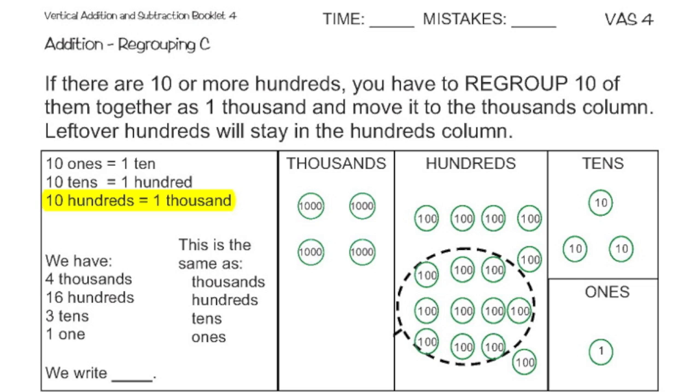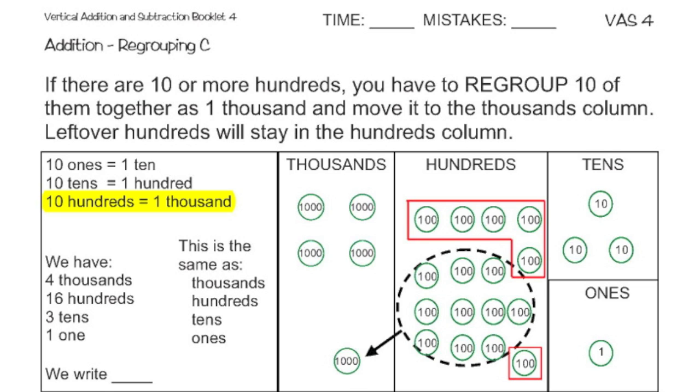Alright, so what we've circled here is in the thousands, there's 4, and in the hundreds, I see that we have more than 10. So what I can do is group 10 of them together and make 1,000, as I mentioned previously. How many do I have left now? I've boxed up the leftover ones. It looks like I have 6 left over. So now the tens and the ones we were not able to regroup.